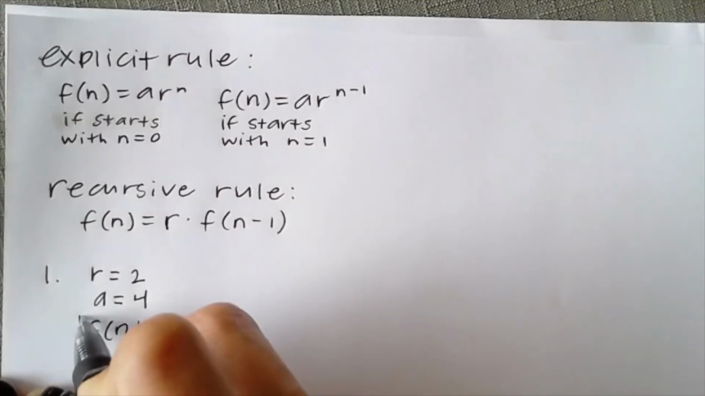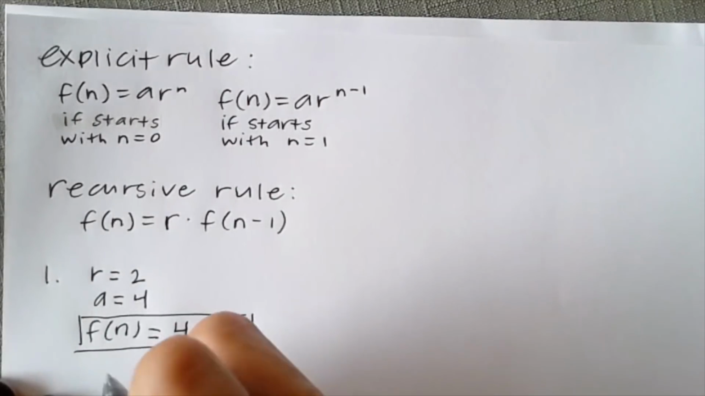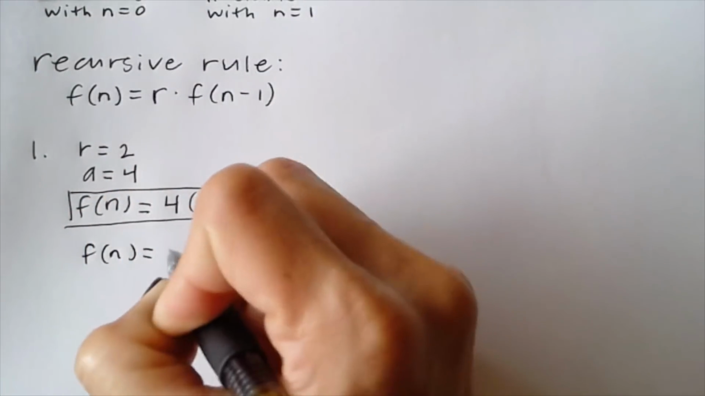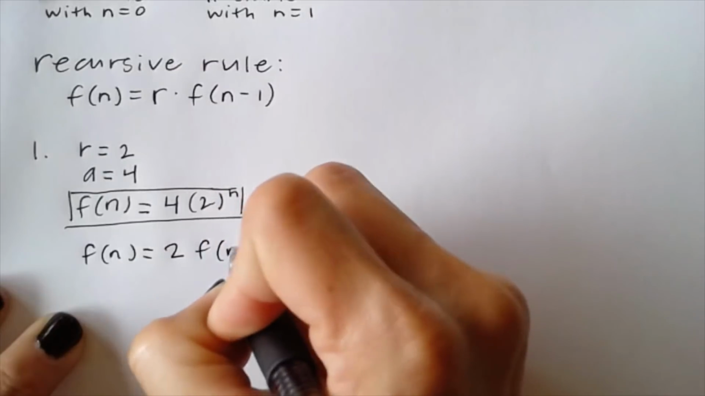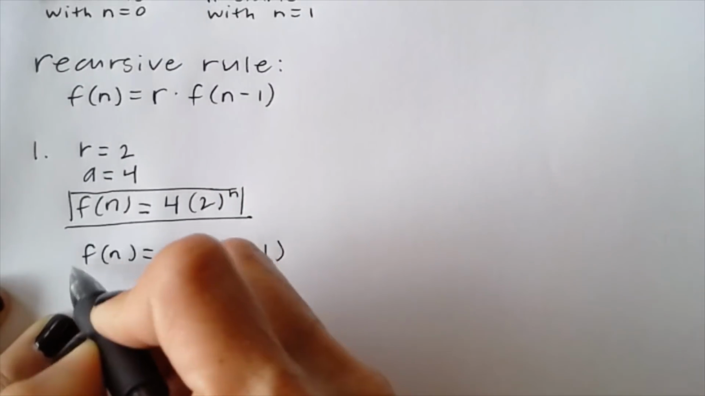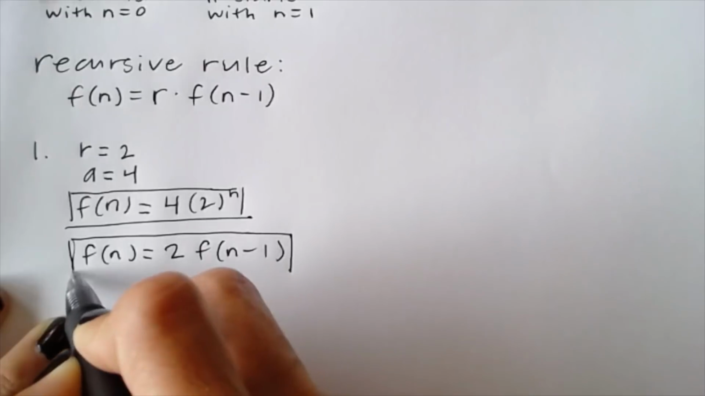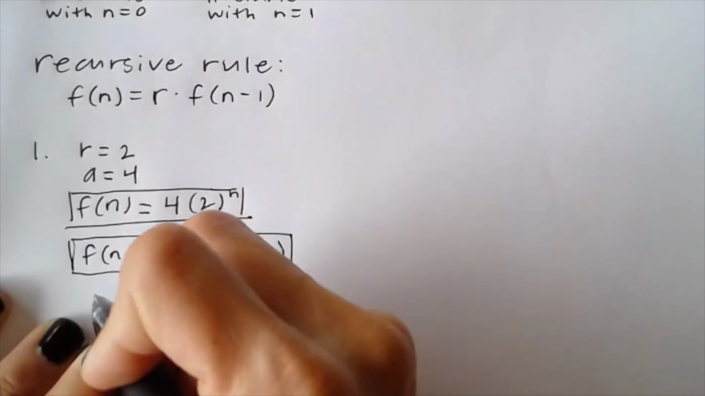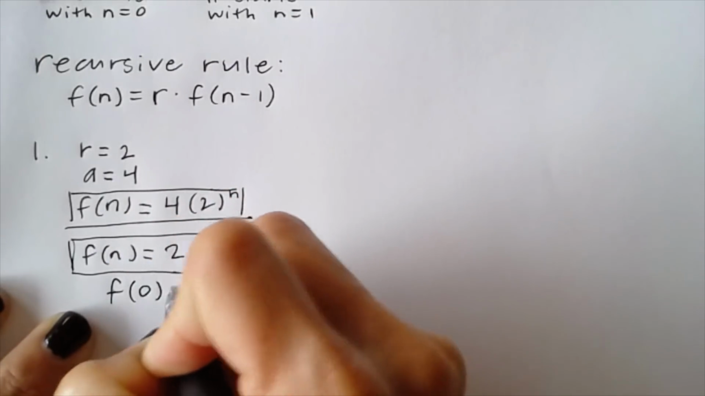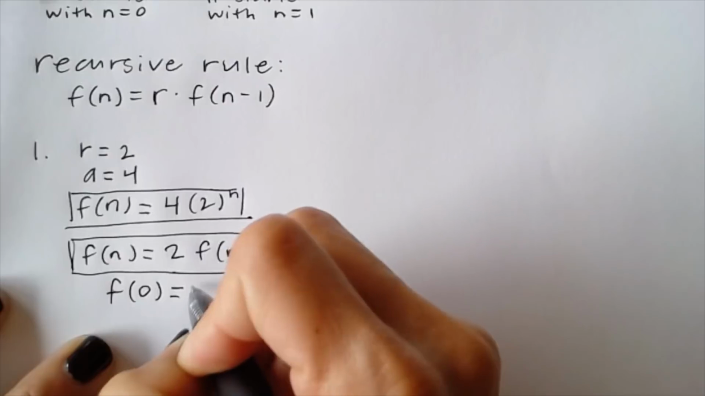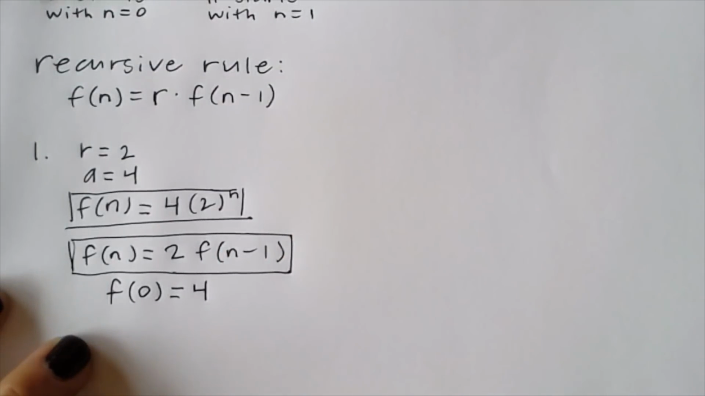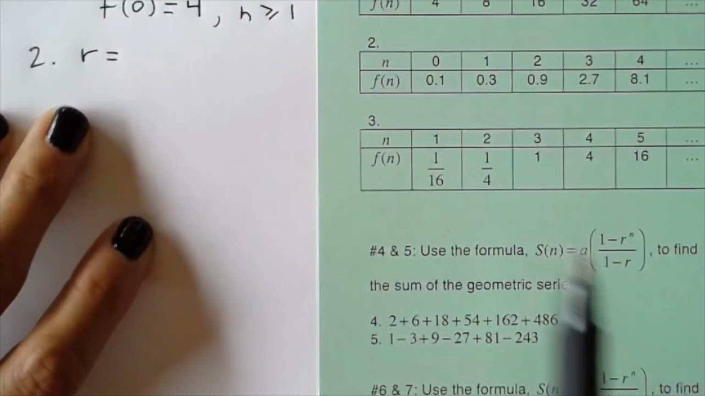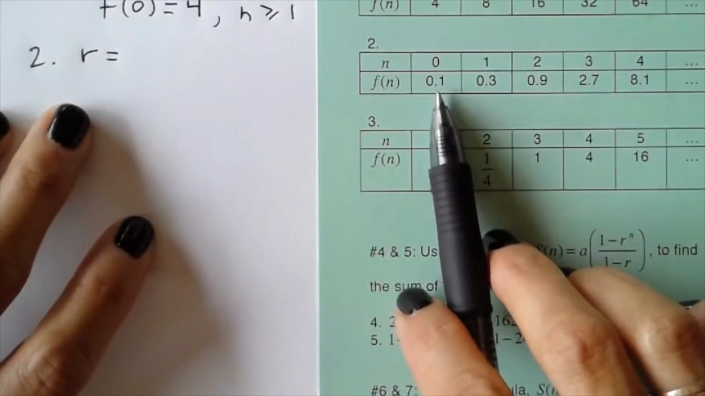And then for recursive, we have f of n equals r, which is 2, f of n minus 1, so that's going to be your equation for your recursive rule. And then for that one, we want to also indicate the initial value, so we write f of 0 equals 4. And then also, because n started with 0, we're also going to list that n is greater or equal to 1.